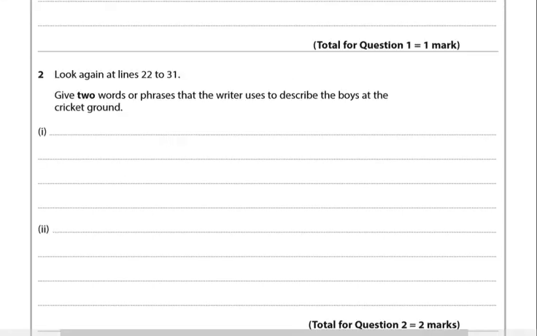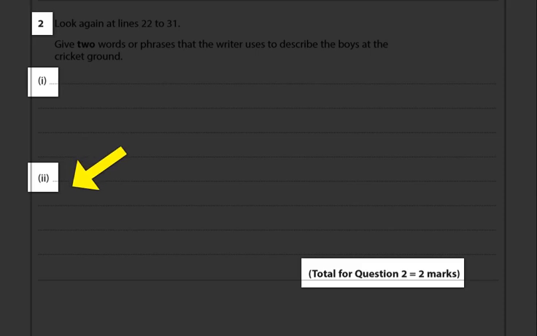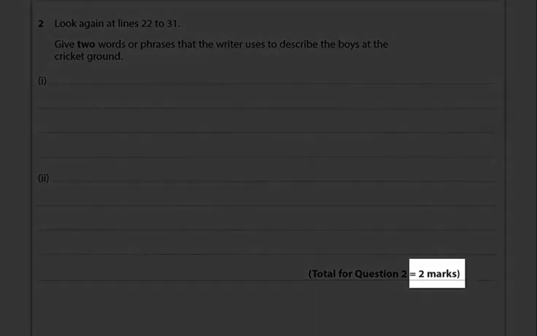Now, when we look at question 2, typically this is worth 2 marks, and it will often be in 2 parts, as this question is. And again, typically they will focus your attention on a specific part of the text. So if you look at the beginning of this question, look again at lines 22 to 31. So forget everything else, just look at those lines, and they want you to give 2 words or phrases that the writer uses to describe the boys at the cricket ground. It's only worth 2 marks.